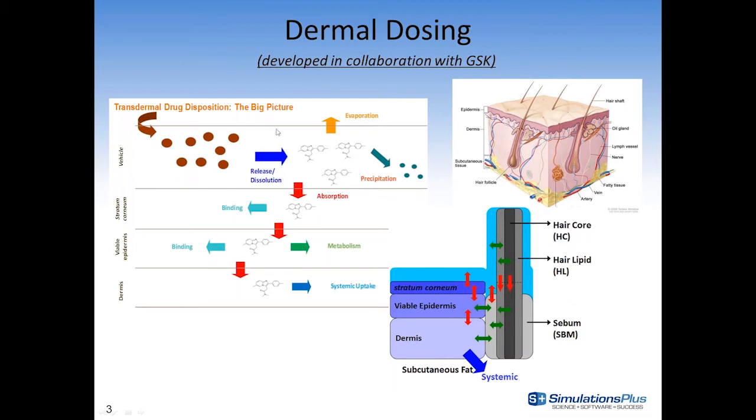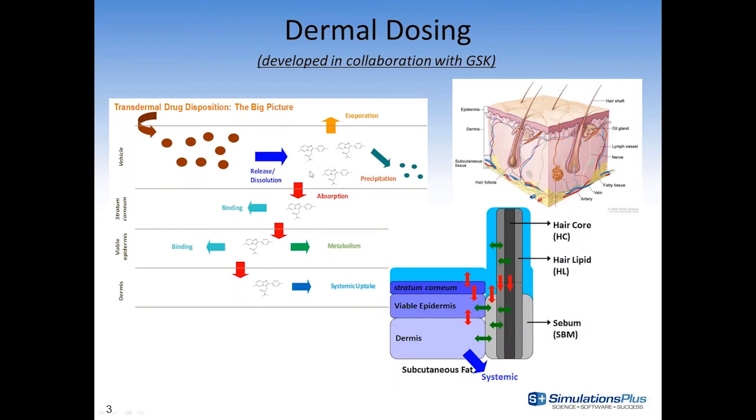For the diagram over here, this is just a quick look at all of the major processes that we have included in the TCAT module. Within the vehicle, you may have a single homogeneous phase, or you could have emulsions. In the case of emulsions, you would have a continuous phase and dispersed phase droplets. If you do have a dispersed phase, you can have release from those droplets.